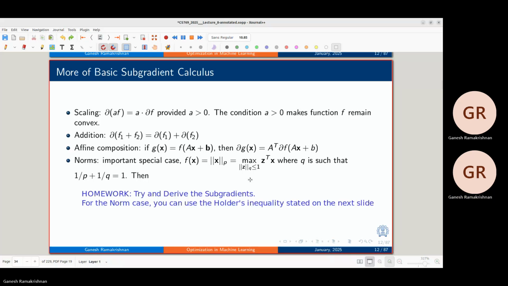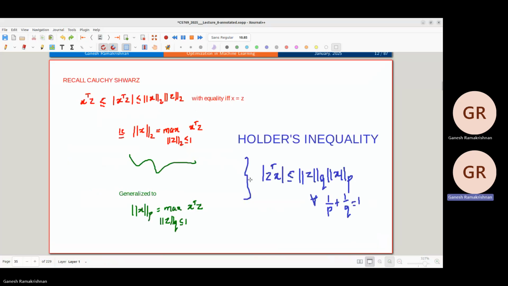Otherwise, right? So your homework is to try and derive the subgradients, right? But I'll just state the Holder's inequality on the next slide. So what is the Holder's inequality? I just showed. We have just generalized the Cauchy-Schwarz inequality to P norm of x is max of x transpose z over z with q norm of z less than or equal to 1. Okay.